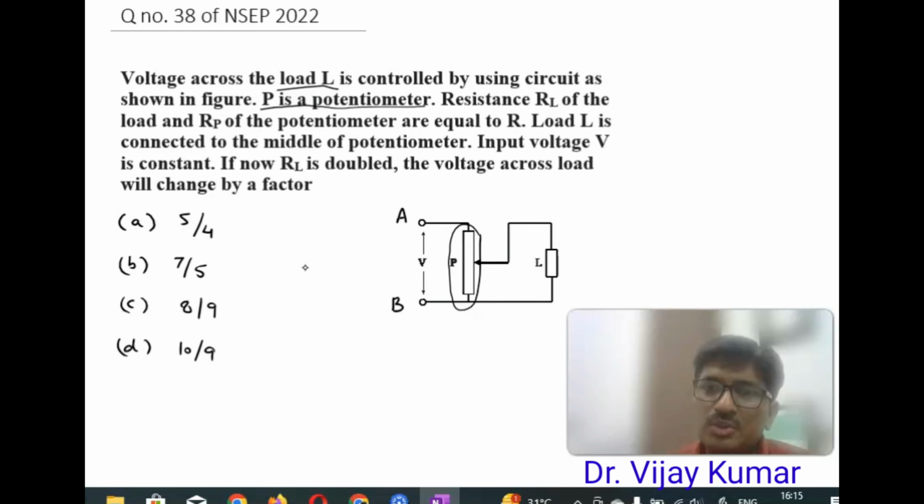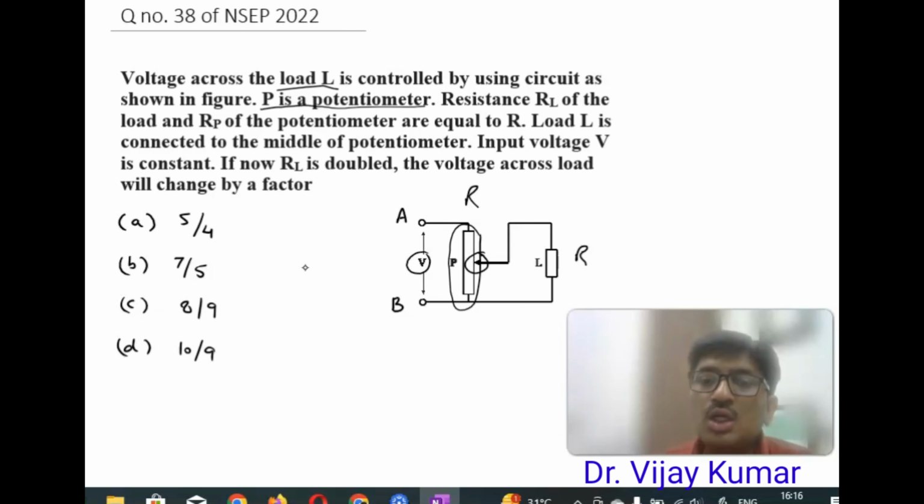Resistance of this potentiometer is R, and the resistance of this load is also R. Load L is connected to the middle point of the potentiometer. Input voltage is constant. If now RL is doubled, if we double the load resistance, the voltage across it changes by a factor of what?